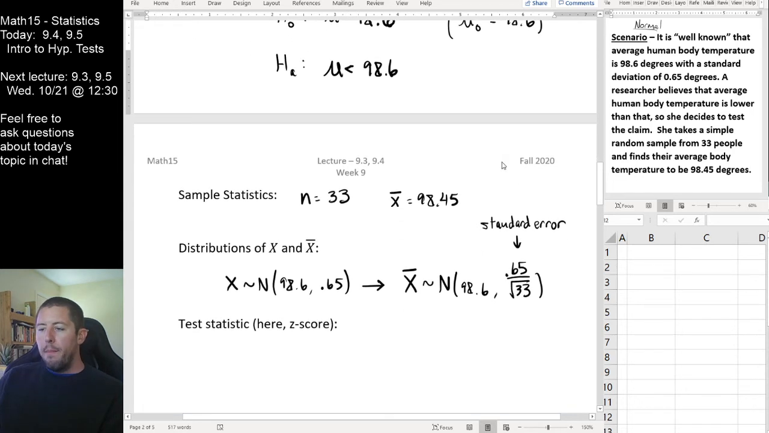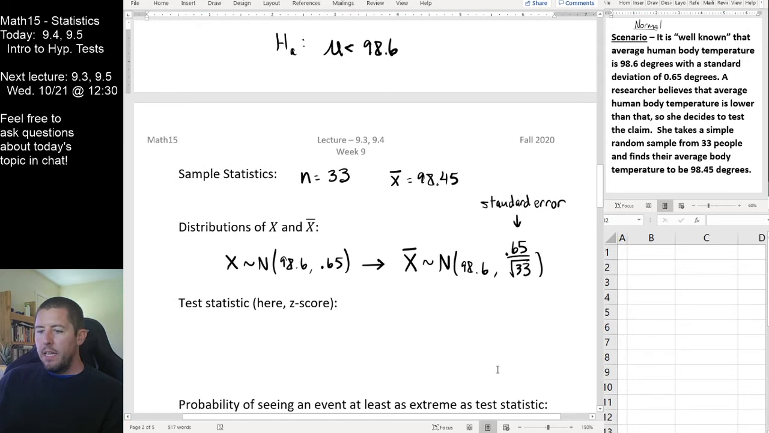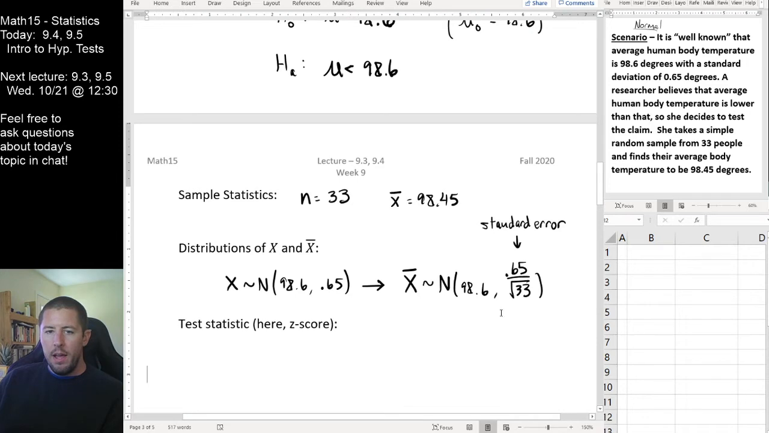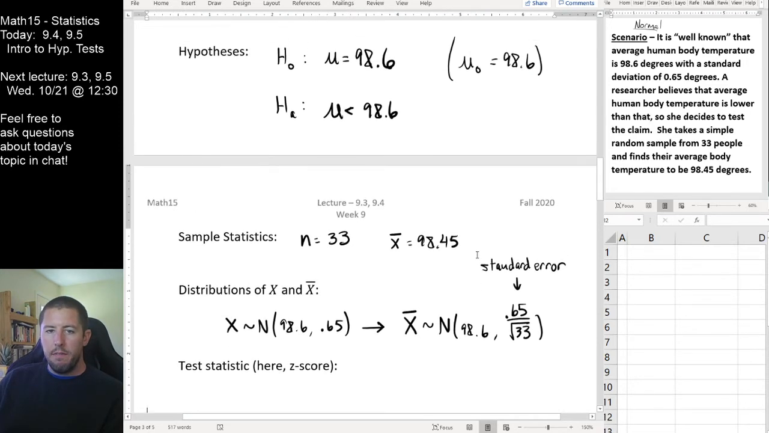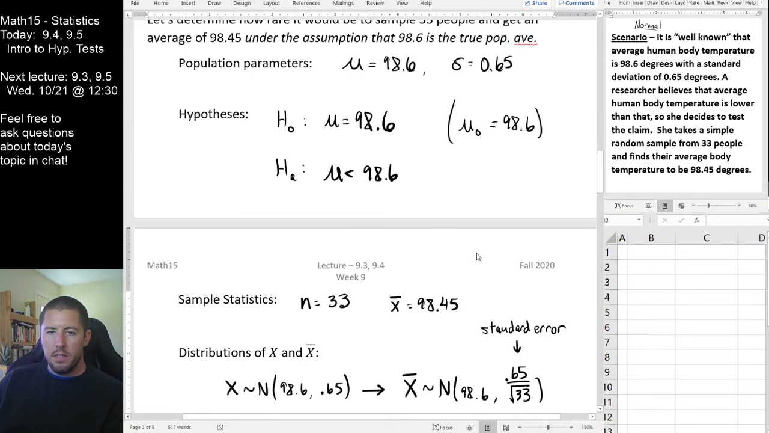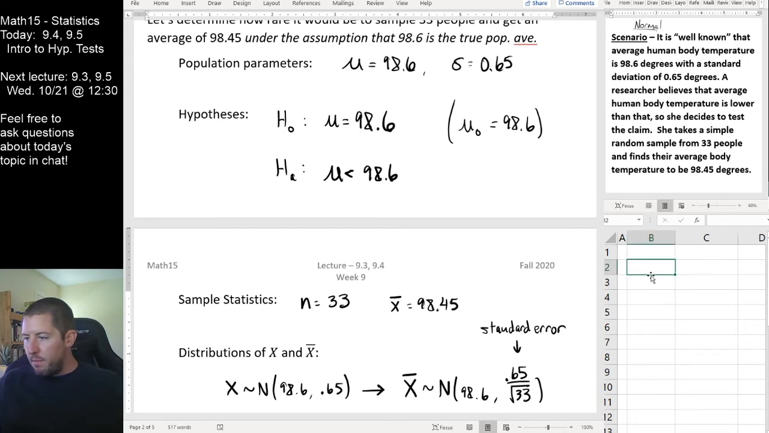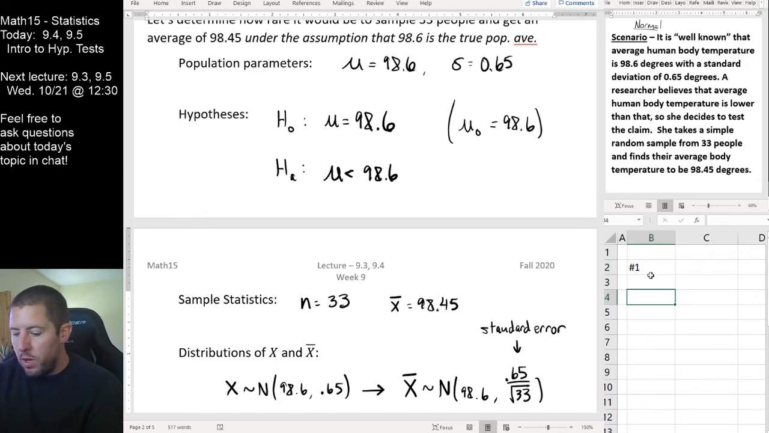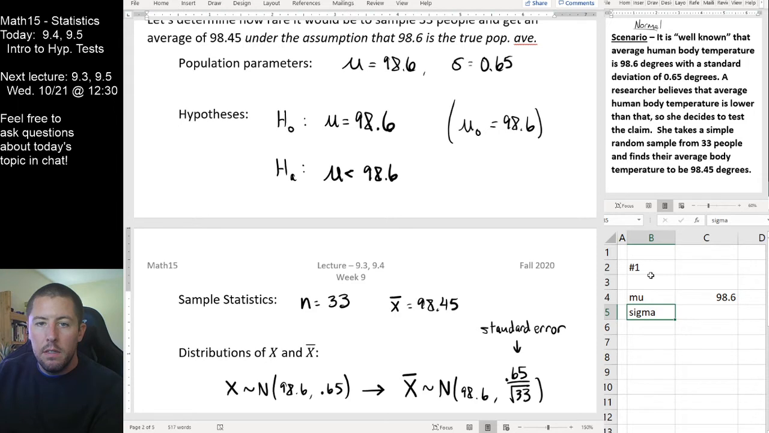So what I'm now interested in computing is a test statistic. I finally need to actually do some computation here. So I'm going to step over into Excel right now and show you how I'm organizing my information. I'm going to scroll up a little bit so we can see all the numbers that we've discussed so far on the screen here. I'm just going to build a list that's tracking all the data that we've seen so far for this problem. I'm going to mark this as number one. In number one, what we've seen is we're first given mu. That was 98.6. We were then given sigma. That was 0.65.